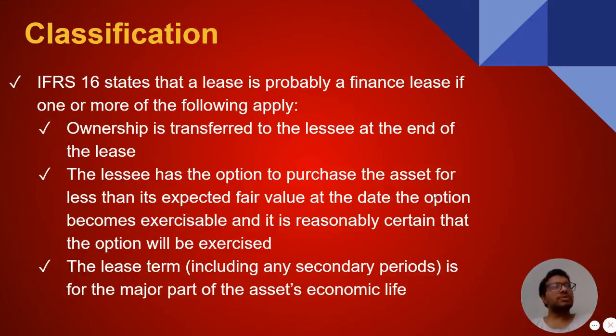Okay, so if the ownership is transferred at the end of the period, or if the lease term is for the major part of the asset's economic life, right? And then the lessee has the option to purchase the asset for less than its expected fair value at the date the option becomes exercisable, and it is reasonably certain that the option will be exercised, right? So these are the three criteria. There is more as well, okay.